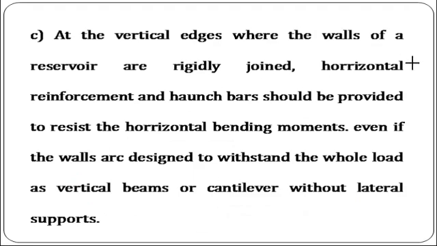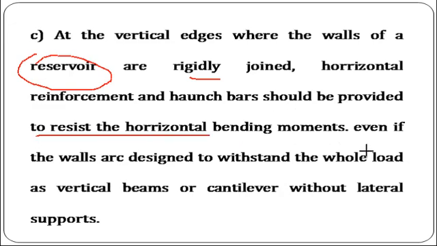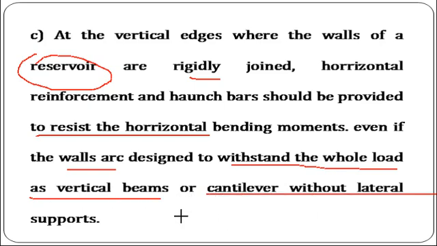So at the edges where the walls of the reservoir, that is the water tank, are rigidly joined, horizontal reinforcement and hinge bars should be provided to resist the horizontal bending moment generated, even if the walls are designed to withstand the whole load as a vertical beam or a cantilever without lateral support. Okay, we will see this when we solve the problem; it will be more clear than these theoretical lines.